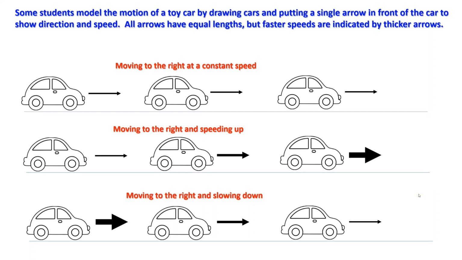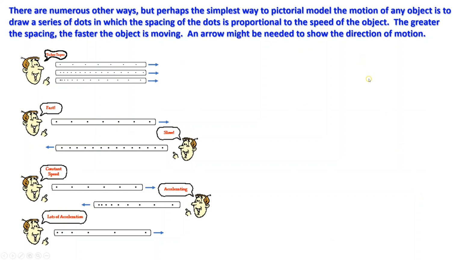All of these are perfectly acceptable ways of modeling the motion of the car pictorially, and there are many other ways to do it. The simplest way to do it is to just use a series of dots in which the spacing of the dots is proportional to the speed of the object. We assume that going from one dot to the next takes the same amount of time, so that the farther apart the dots are, the faster the object had to be moving. Since a series of dots doesn't always let us know which end was the starting point, we'll sometimes put an arrow next to the dots to show the direction that we're moving.